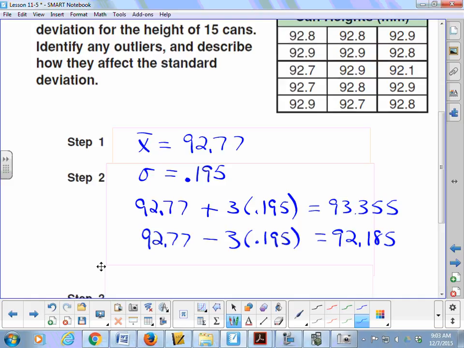Right? So any number larger than 93.355 would be an outlier, and any number smaller than 92.185. So according to how we find outliers, 92.1 is an outlier because it's smaller than this. It's not much smaller than it though, but it is an outlier. So 92.1 is an outlier because it is more than 3 standard deviations away from the mean.